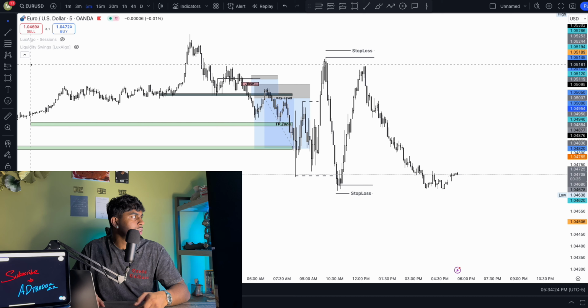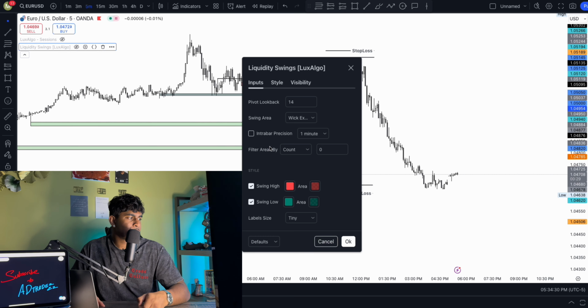All right, so I'm just gonna go turn on the liquidity indicator. It's called Liquidity Swings by Lux Algo. Before I turn it on, just turn on these settings, okay? This is one of my favorite indicators to use. I use this every day.